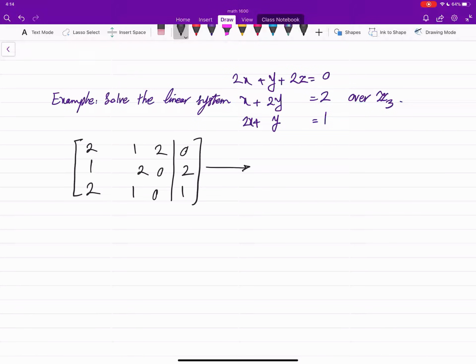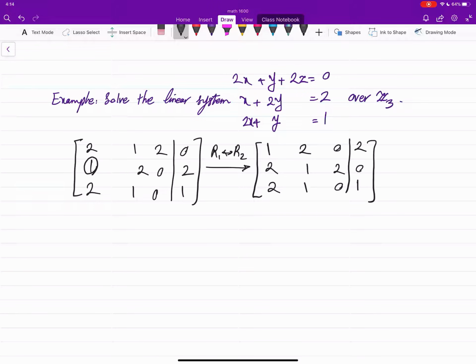First thing, choose one of these to make the other ones 0. Well, I can choose this one. Let's just choose this one. Interchange row 1 and row 2, and this way we have 2, 1, 2, 0, and 2, 1, 0, 1. That's the first thing. So this is 1 in a good place. We want to use that to make this guy 0, this guy 0.